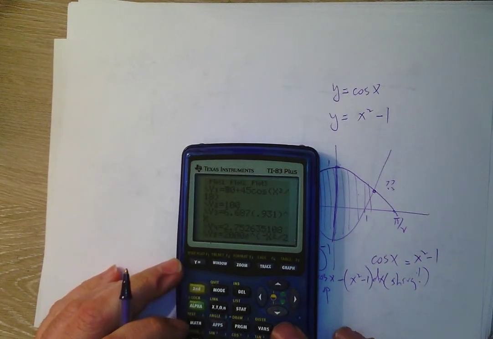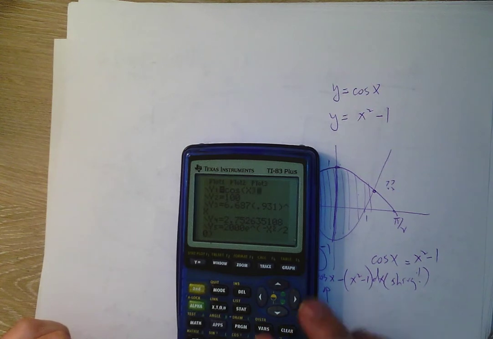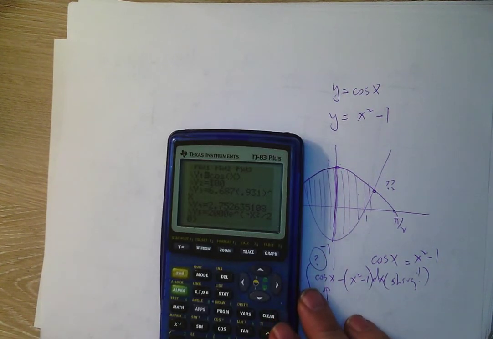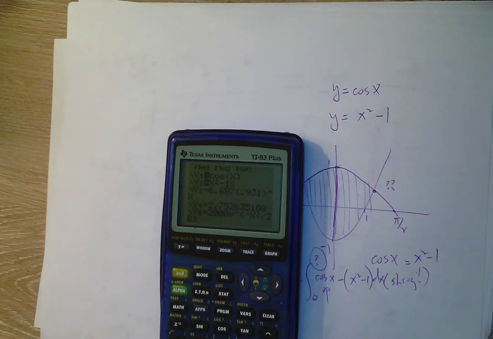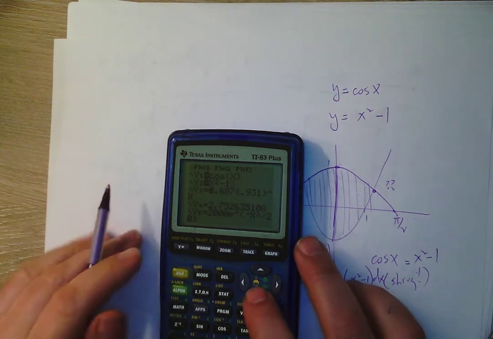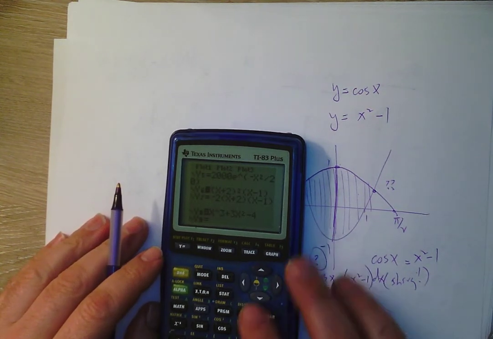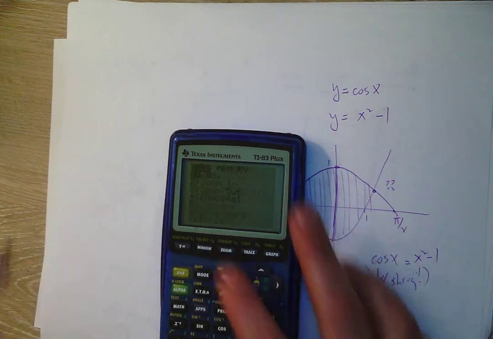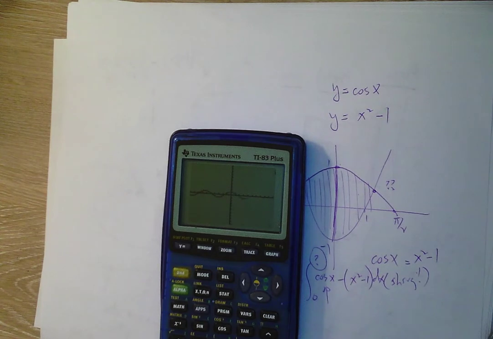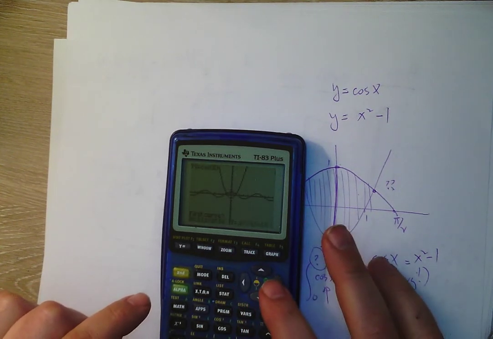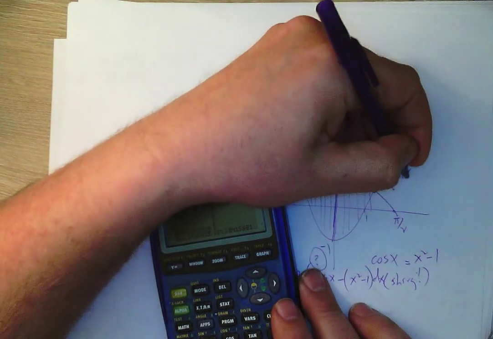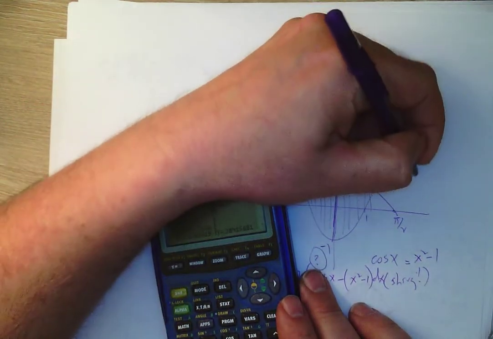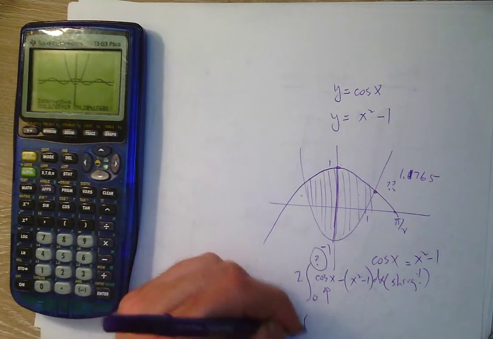So if I graph cosine x, and if I graph x squared minus 1, and if I take a moment just to make sure that my other functions are turned off, zoom 6, there's the cosine graph, here's my parabola, second calculate intersect, I get 1.1765.